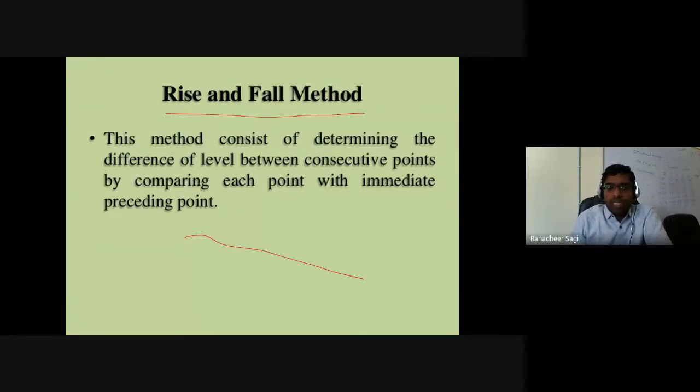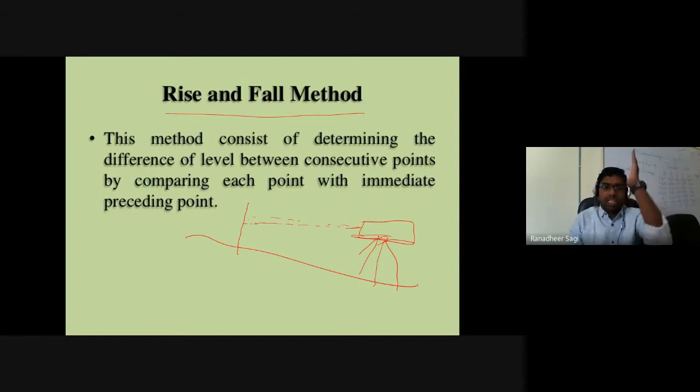So if I say this is my ground, and somewhere here I have set up my instrument, this is the position where I have set my instrument. Line of sight should be horizontal. If this is some point where I have placed my leveling staff vertically, let's say this point is A, some other point where I have taken my reading is B, and another point, let's say, is C. So how do I calculate in this rise and fall method? How do we determine the RL values?